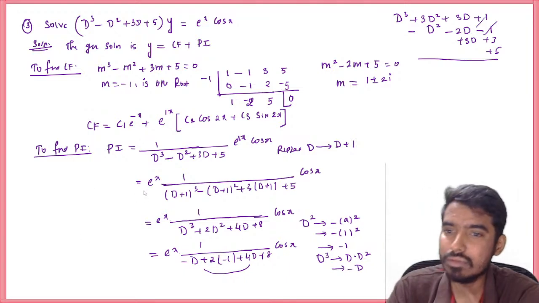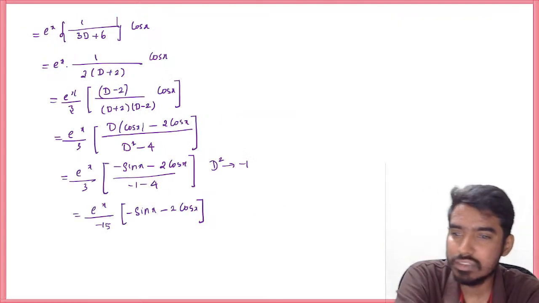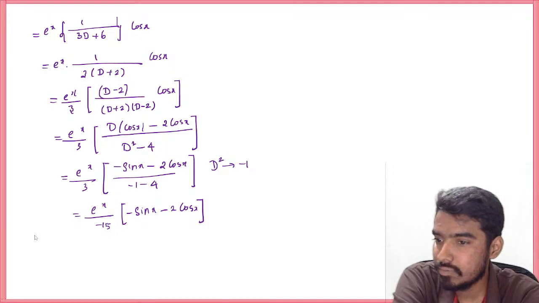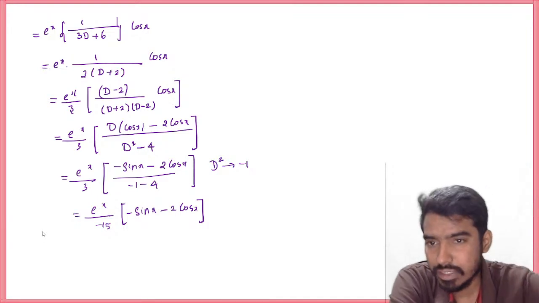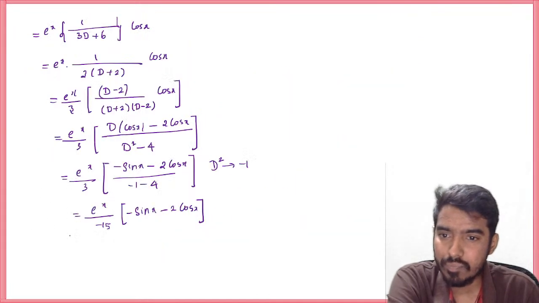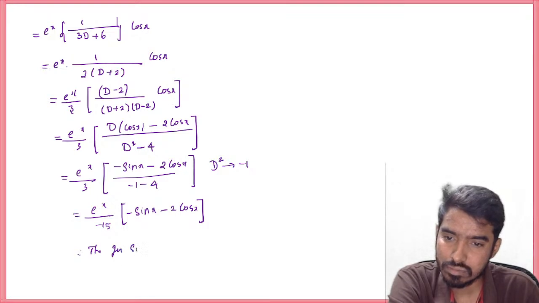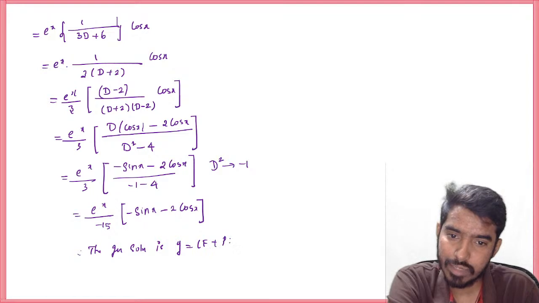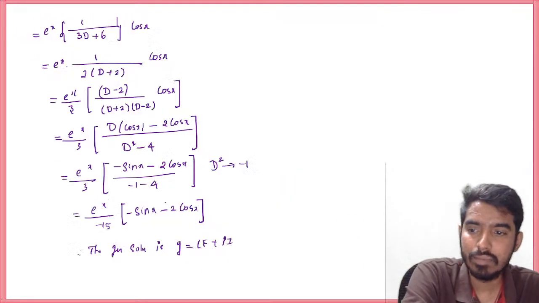Yes, I think there will be a problem in the textbook. This is your PI, right? Yes, all correct only, right? Yes, okay. So I think there is a problem in the textbook. So this is your required PI. Therefore, the general solution is y is equal to CF plus PI. So CF is this term and PI is this term, right?